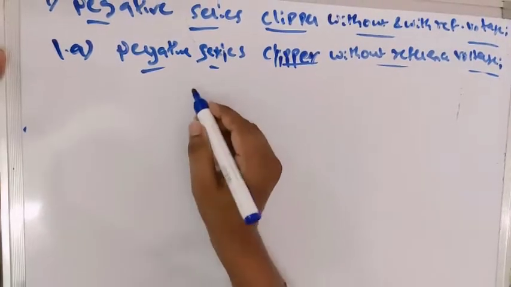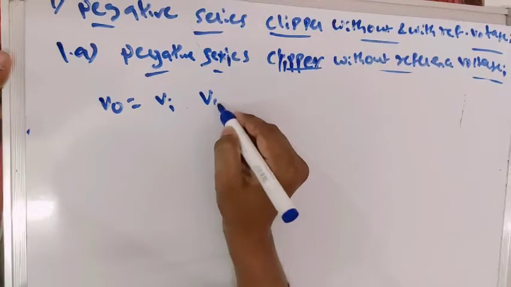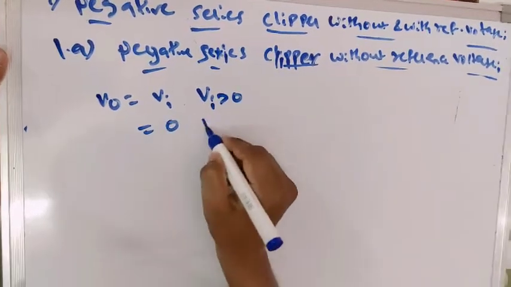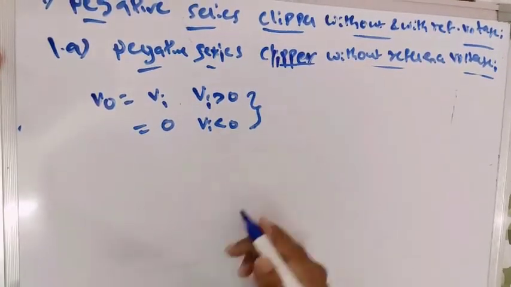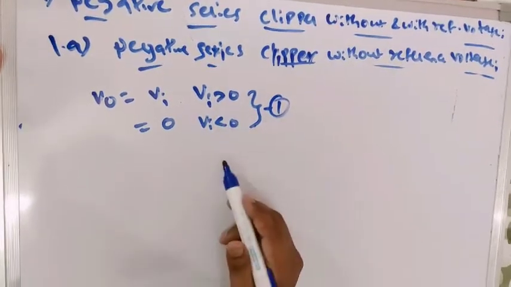So the mathematical representation of the output voltage is V0 equal to Vi for input Vi greater than 0, and equal to 0 for Vi less than 0. This is the mathematical representation of the output voltage of a negative series clipper without reference voltage.